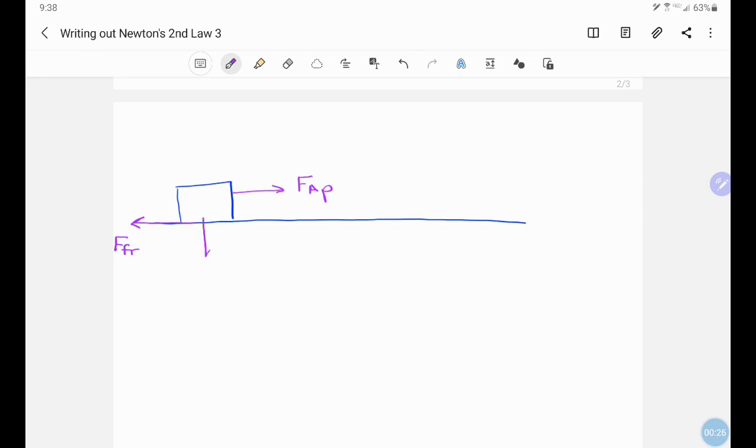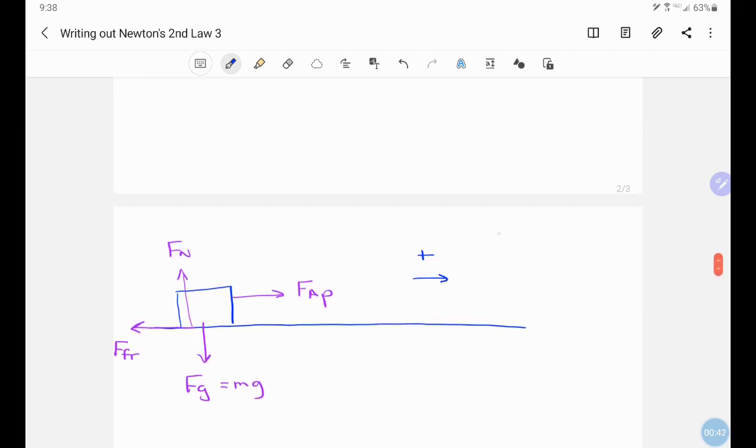We have gravity, which is equal to mg. And we have the normal force. Just like before, we are going to establish positive direction and establish a coordinate system. Here's x, here's y, this is plus, this is minus.